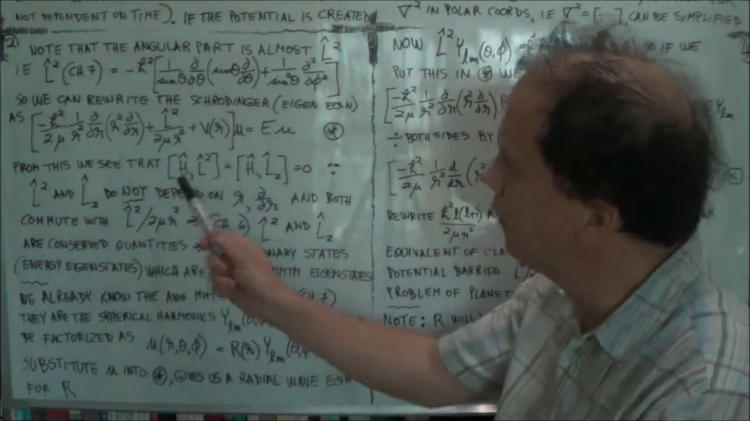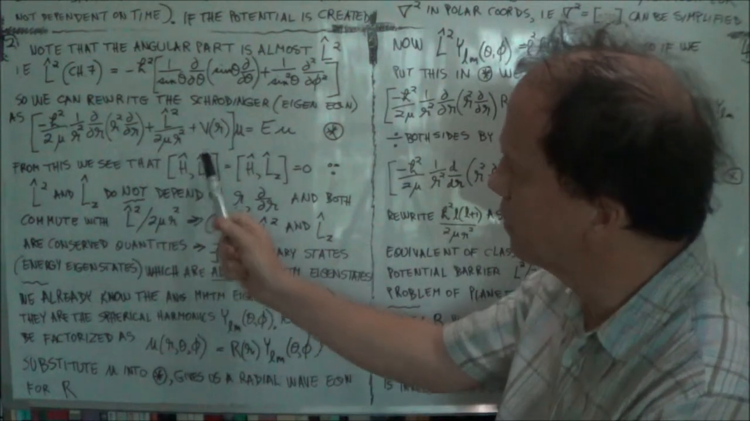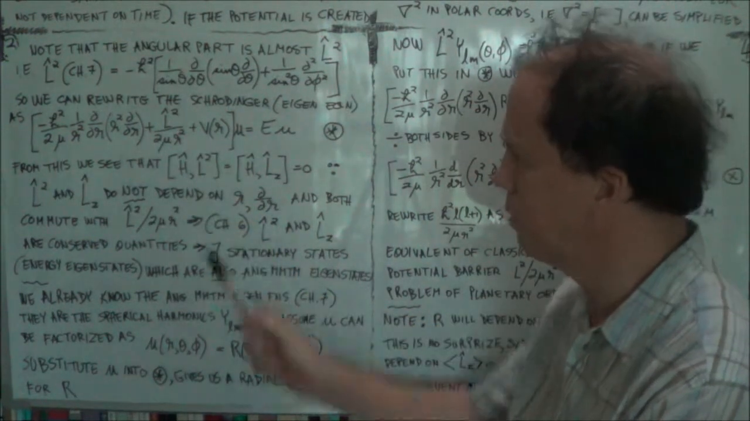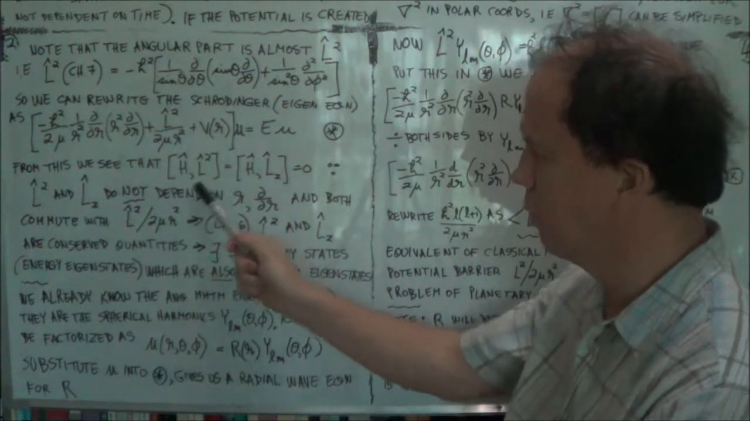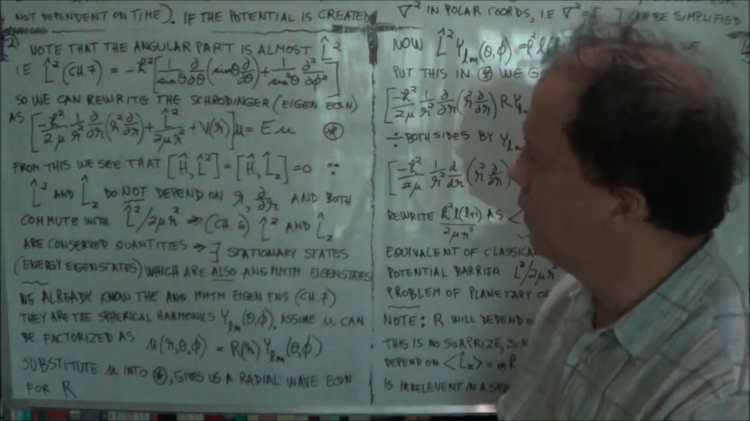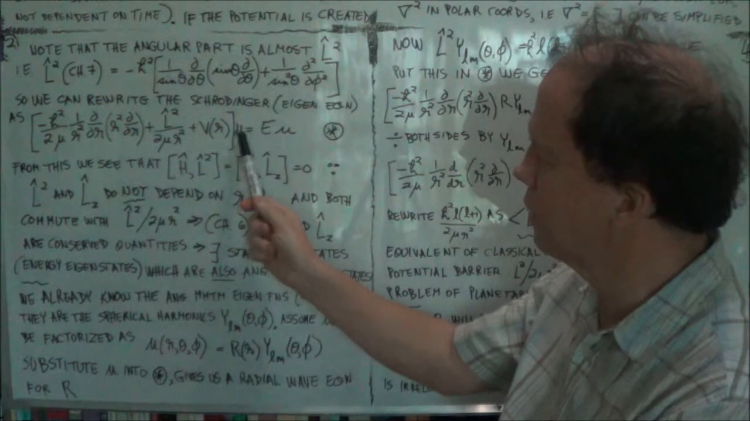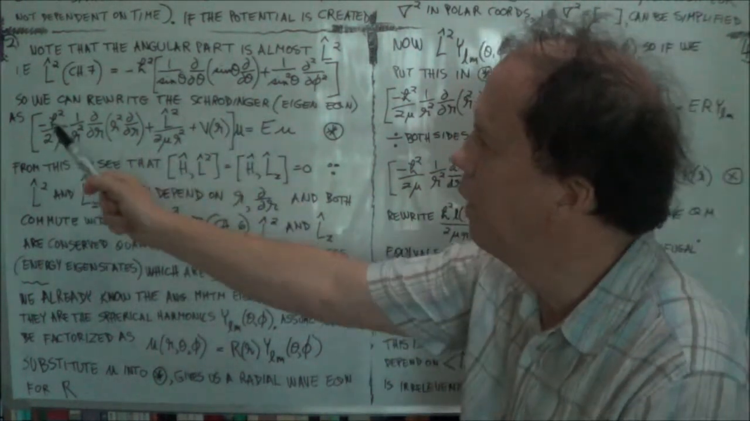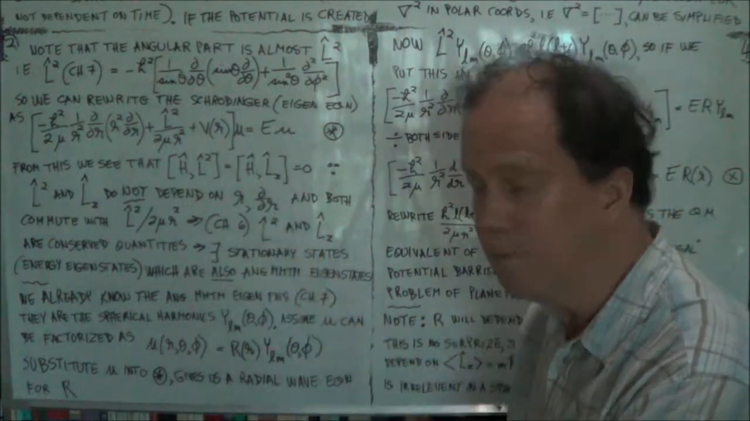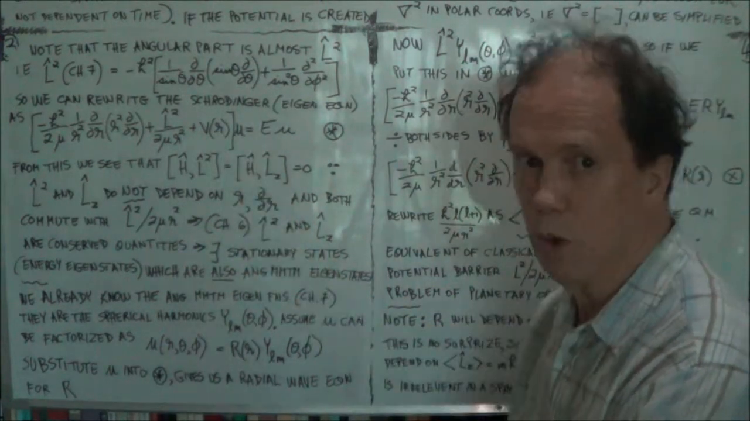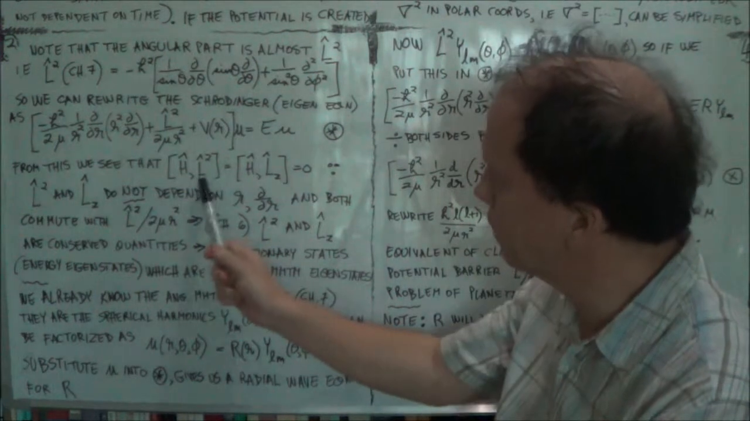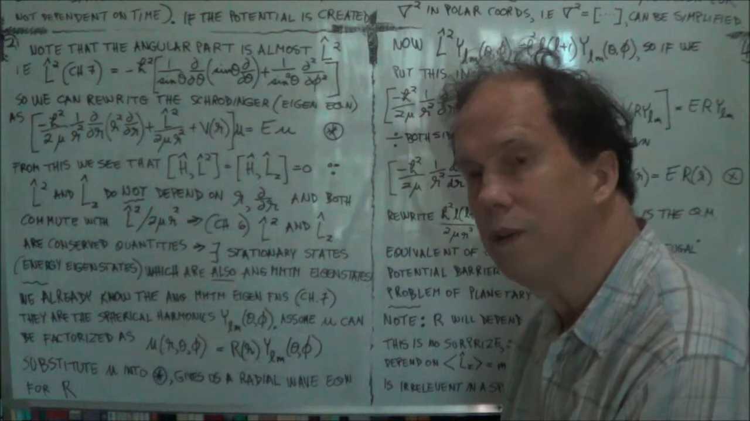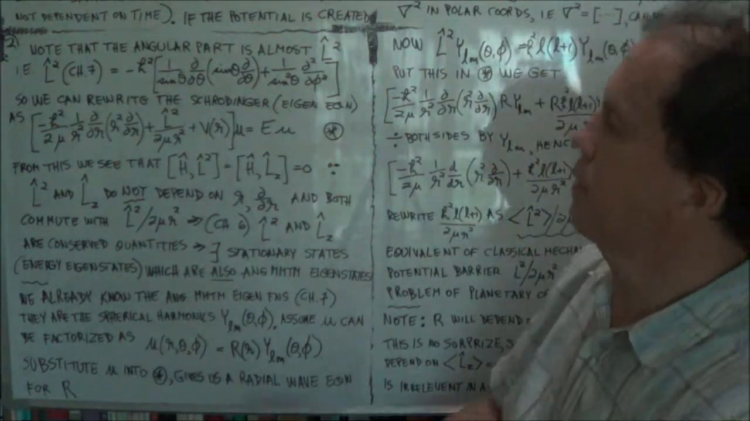So if the Hamiltonian h hat and L hat squared commute, if this commutator here is 0, then these eigenfunctions, because they're the eigenfunctions of h hat, will also be the eigenfunctions for L hat squared. Wow. Okay. All right.